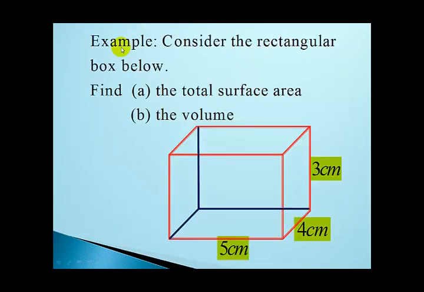Now let's take a look at this example and see how best we can solve this question. Consider the rectangular box below. Find A, the total surface area, and B, the volume. Now this is a cuboid. The length of the cuboid is 5, the breadth is 4, and the height is 3. Now how do we find the total surface area and the volume? Let's look at the solution.